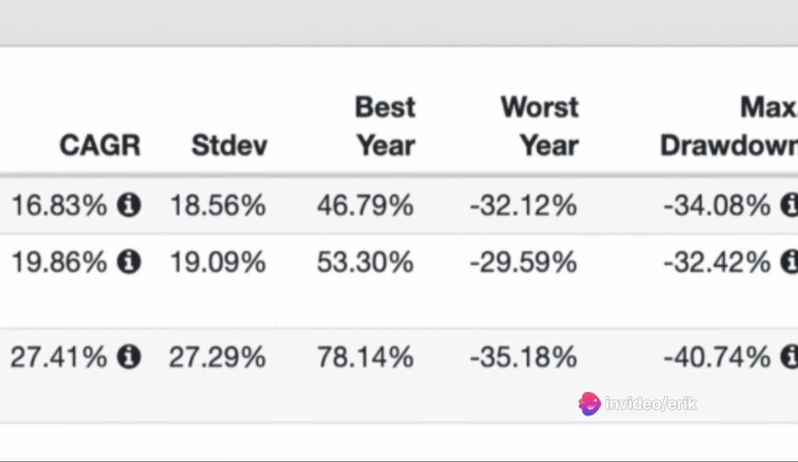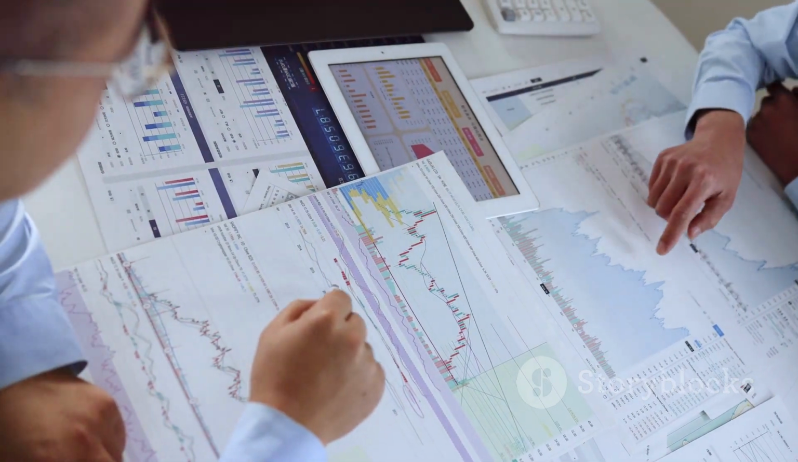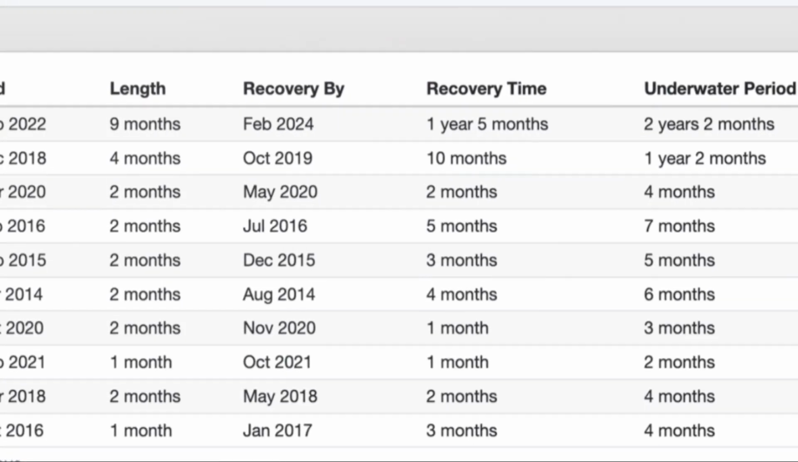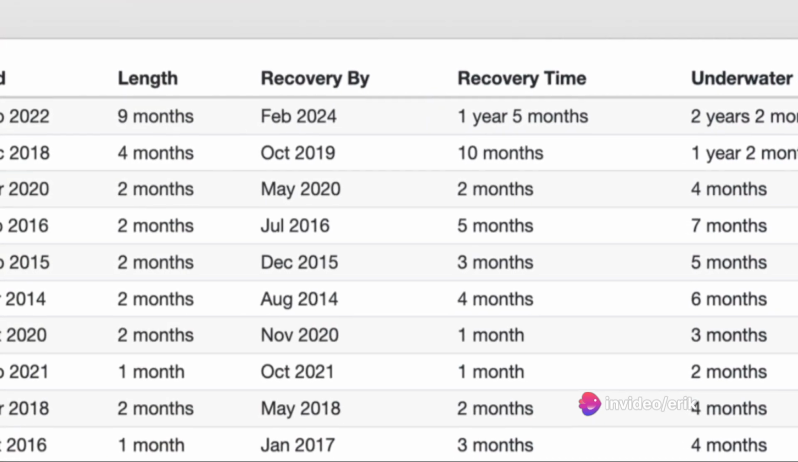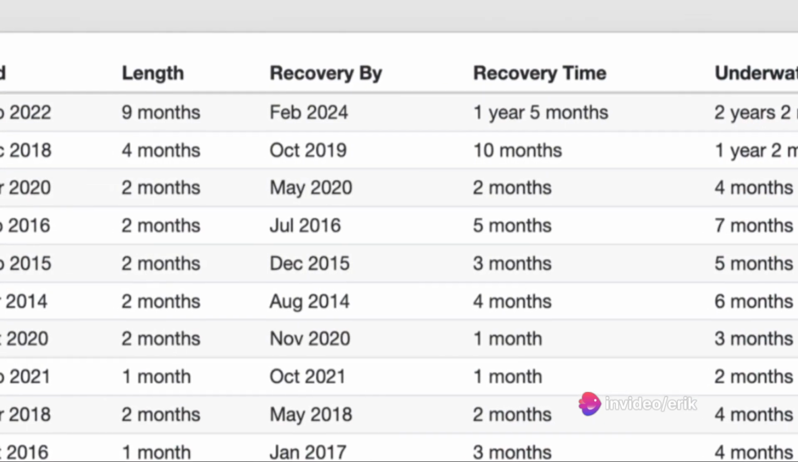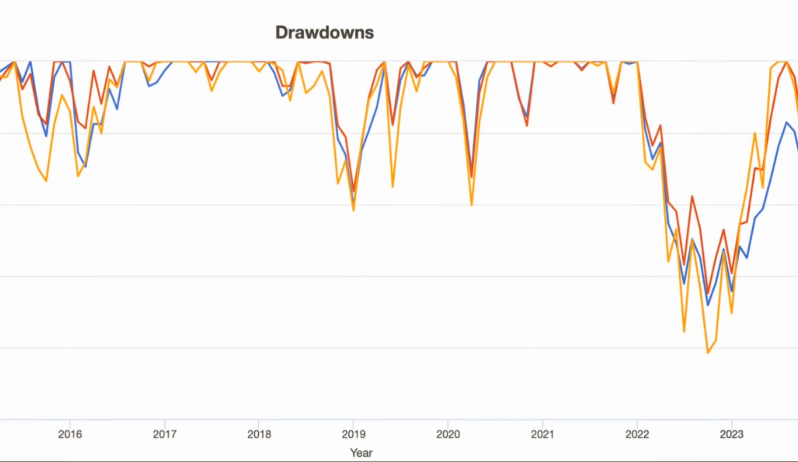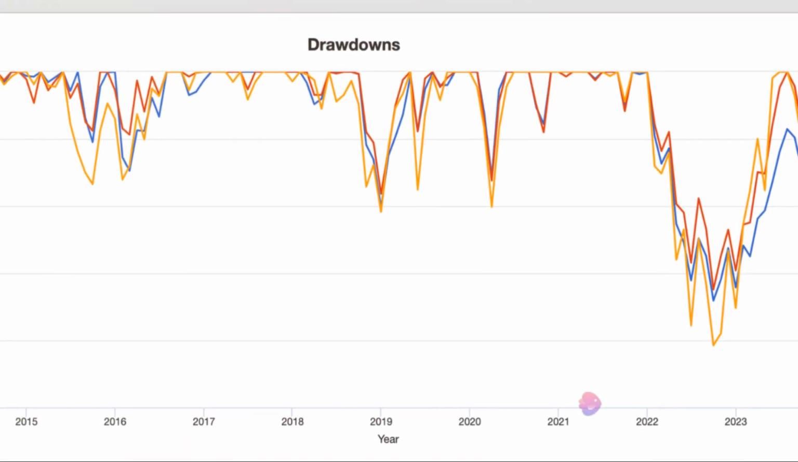Now let's navigate the choppy waters of drawdowns. The largest drawdown happened from January 2022 to September 2022, with a magnitude of minus 34.08%. It took about a year and 5 months to recover from this dip. The shortest drawdown was a 1-month stint in September 2021, with a magnitude of minus 5.14%.